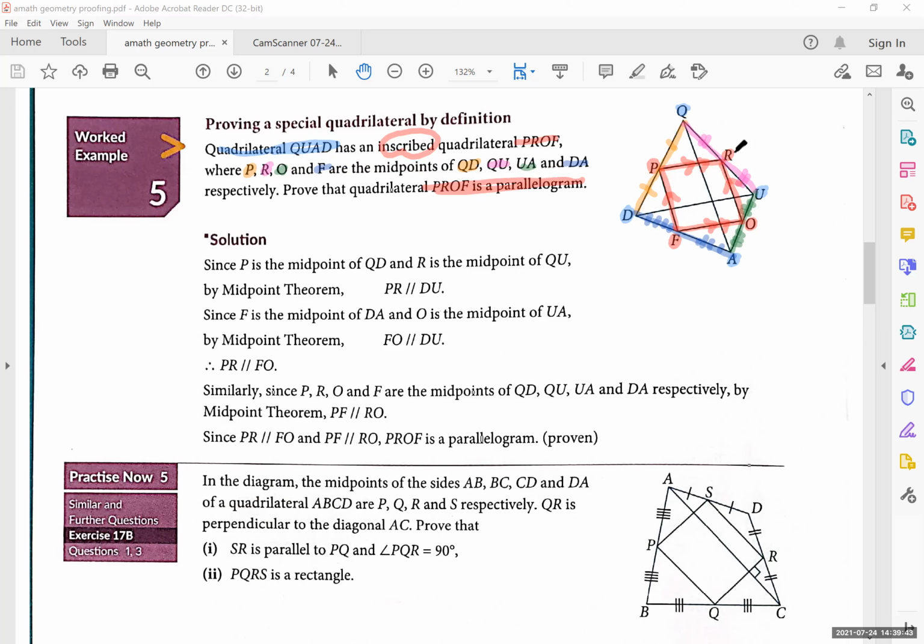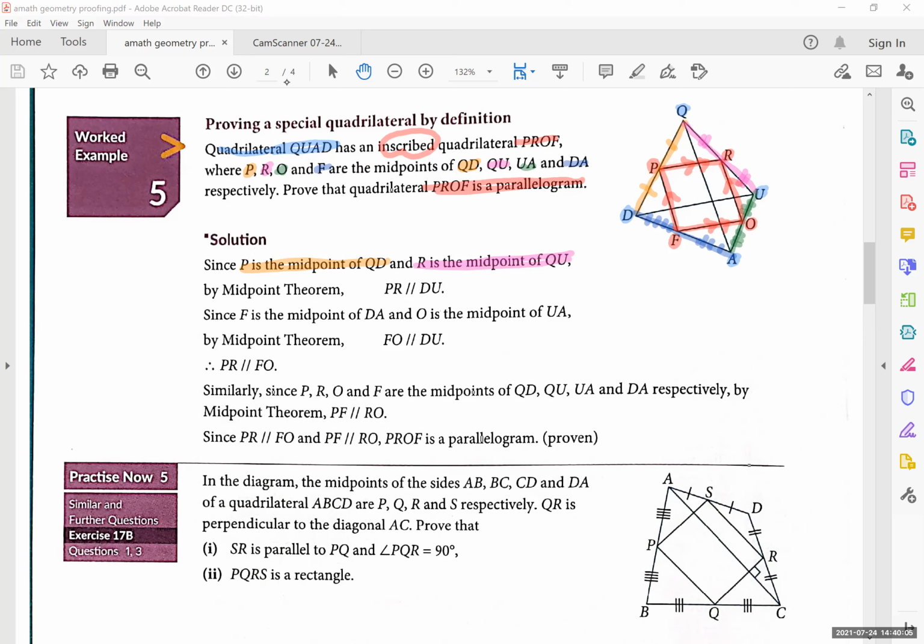Why? Because to prove that this is parallel to this, can you see that over here? Okay, so this example is good enough. I will use this one. P is a midpoint of QD, right? We all know that P is a midpoint of QD. It's the one in orange. And we also know that R is a midpoint of QU that we learned just now.